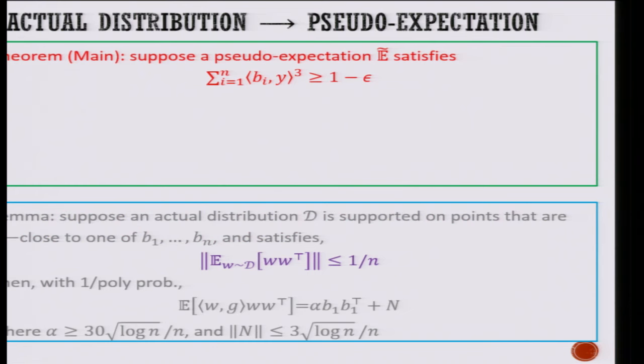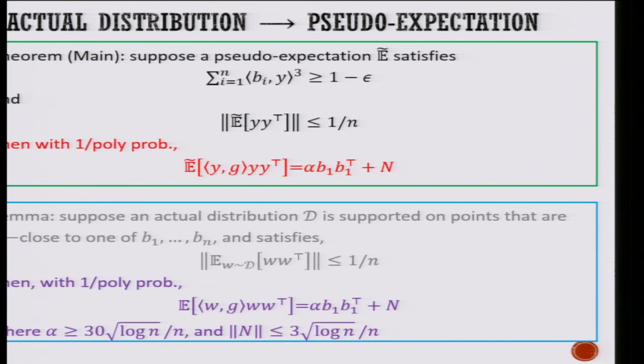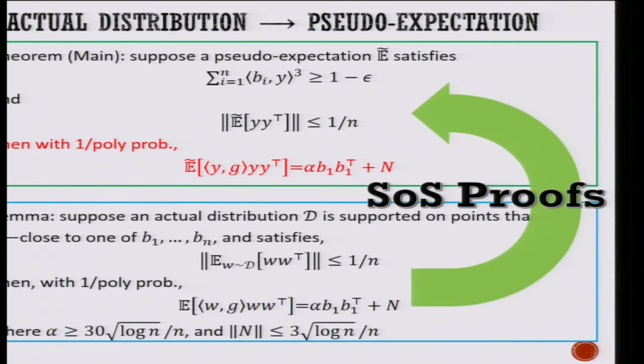And the second one is going to just translate by replacing expectation by pseudo expectation. We get the same statement. So this is what we need to do. We need to show that this correspondence can work out by a sum-of-squares proof. But I'm not going to talk about how to really do it, and there are some technical details to make it work. And what is used there?